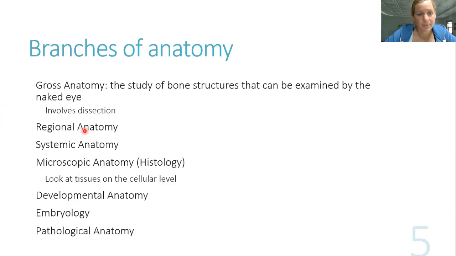Microscopic anatomy, or histology, is looking at things under a microscope. We can look at tissues on the cellular level. This is important because it gives us a better understanding of what's going on at that lowest level, or that baseline. We need to understand what's going on from a microscopic standpoint so that we can gain understanding of what the function is of this particular tissue or structure.